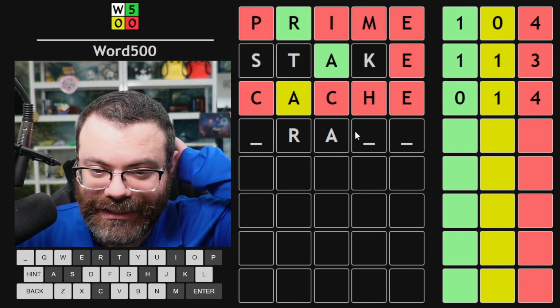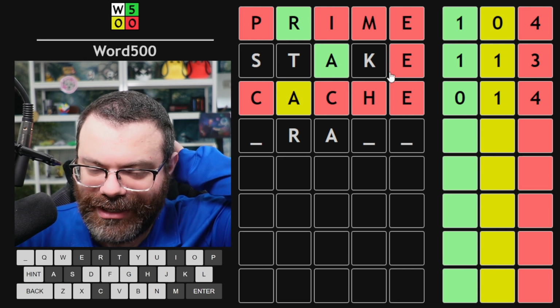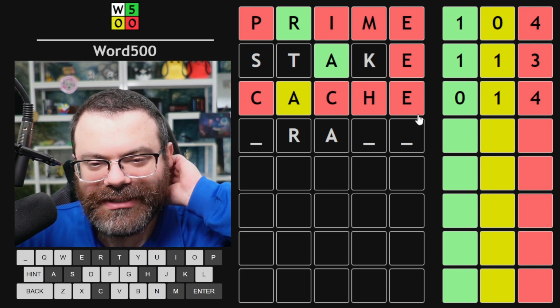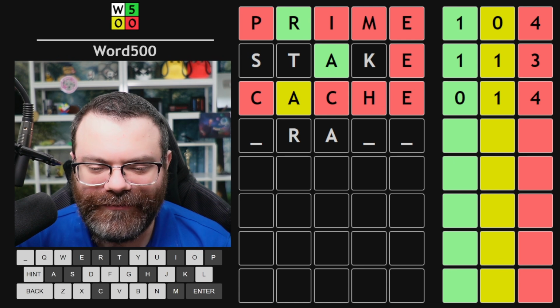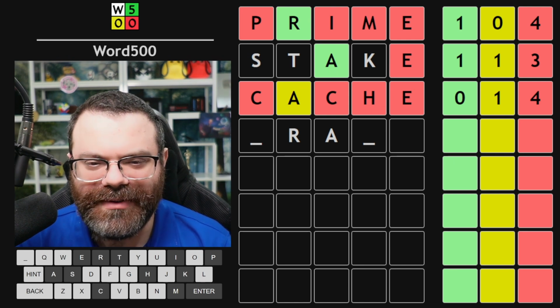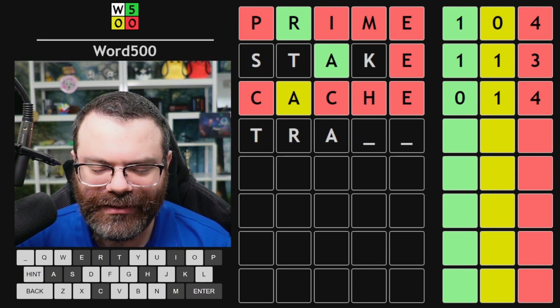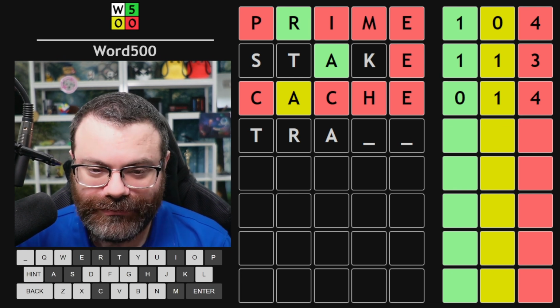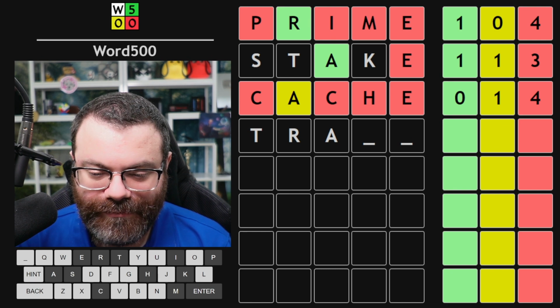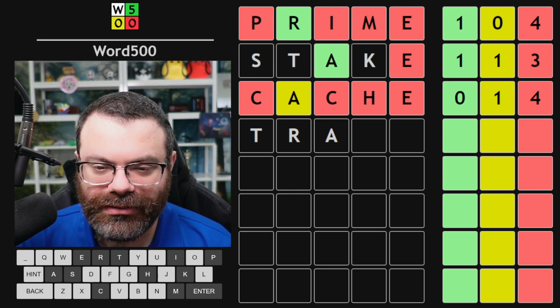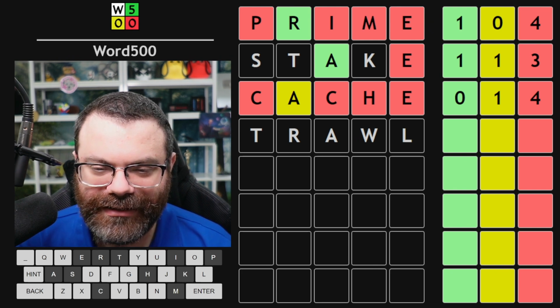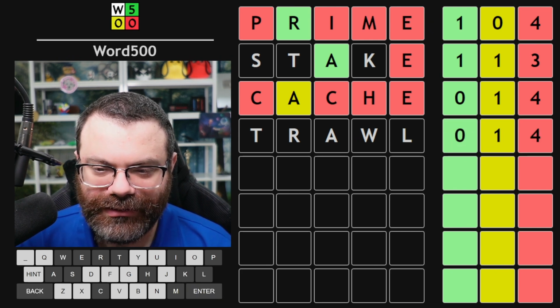And then I need to move around an ST or K. I can't use an H, or I would do wrath. That would have been fun. Maybe just a TRA word. TRA something. Can't do track. What's left? Actually. Trawl. That's a fun word. I think that works. One yellow and trawl.